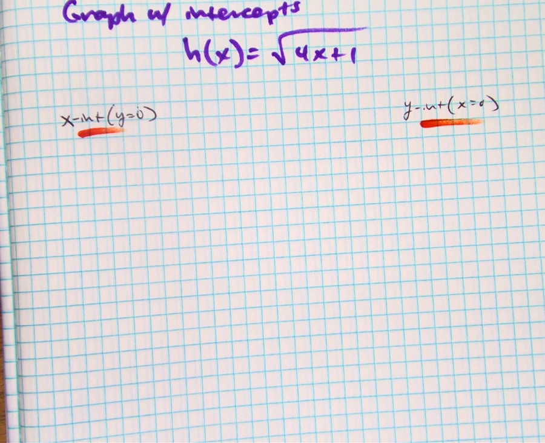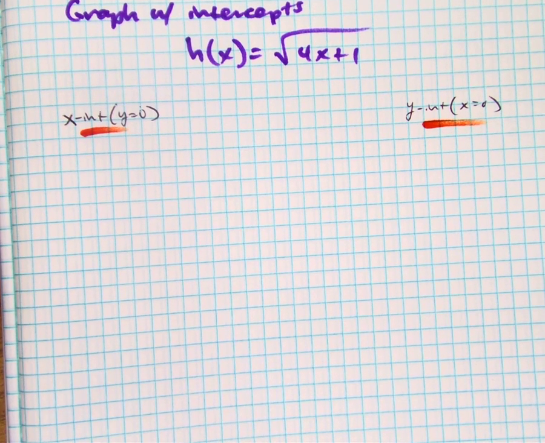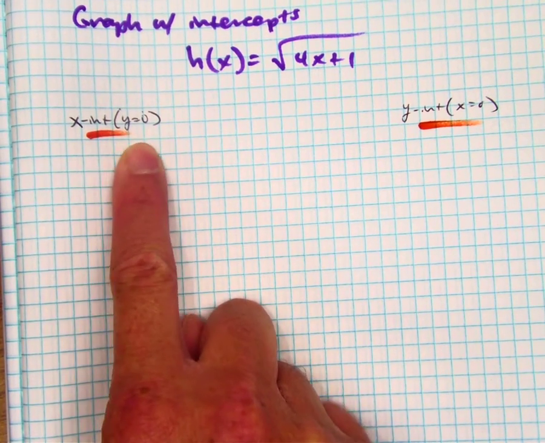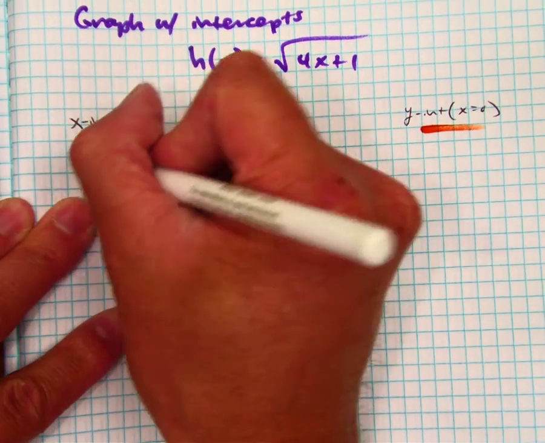Alright, let's go ahead and graph this one right here. H of x equals square root of 4x plus 1. I'm going to find the x-intercepts first. I'm going to do this algebraically by making y equal to 0.